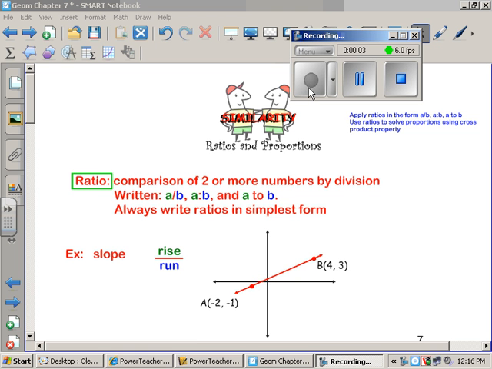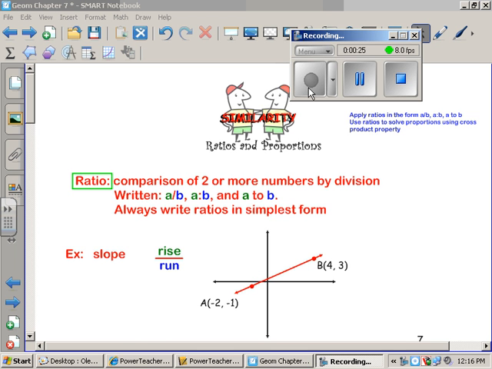In Chapter 7, we're going to be talking about similarities. And to do that, the first thing we need to do is talk about ratios and proportions. So we're going to talk about ratios and how to write them. Then we're going to create proportions using ratios, and then talk about the cross product property.